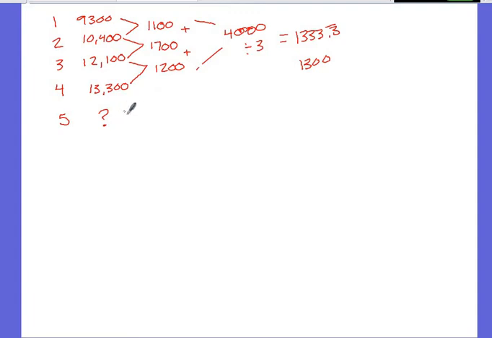So I'm going to come over here for year 5. I'm going to add 1,300 to the 13,300 and find that year 5 I should expect 14,600 people.